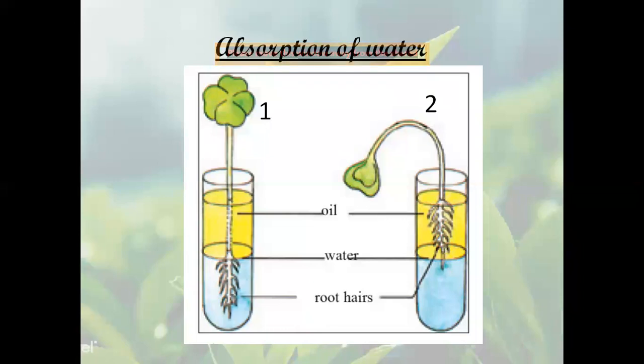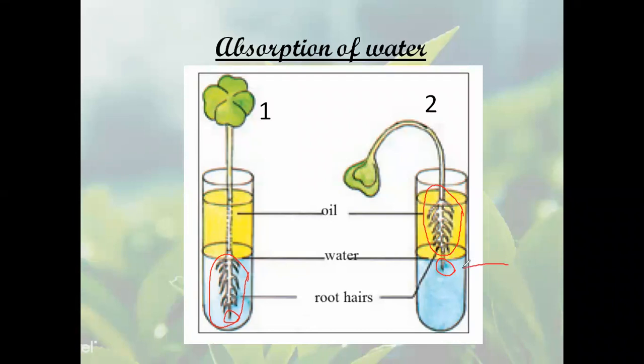In this experiment, we have two plants, plant 1 and plant 2. In plant 1, the root hairs and the root cap, both of them, are placed in water. This is the root hairs and this small part is the root cap. So the plant grows normally. However, in plant 2, the root hairs are placed in oil and the root cap in water. It dies. So what does this mean?